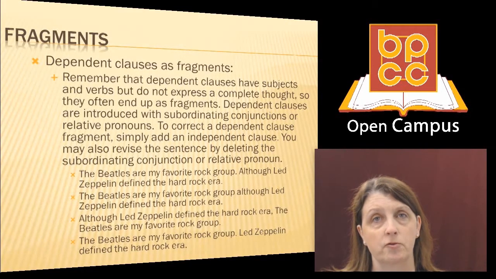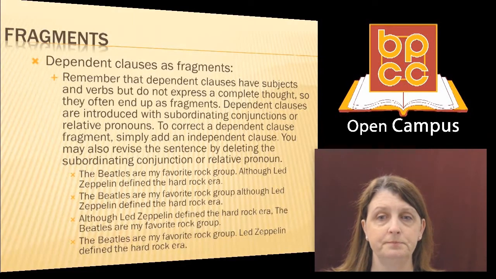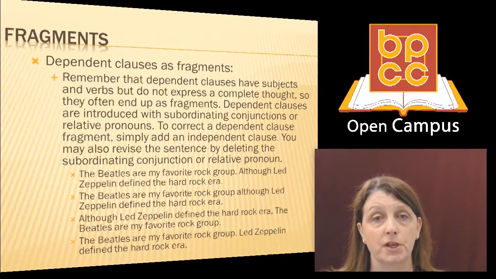The Beatles are my favorite rock group, although Led Zeppelin defined the hard rock era. Good sentence. We join together our dependent clause to our independent clause. Let's flip it. Although Led Zeppelin defined the hard rock era, the Beatles are my favorite rock group. Still a good sentence. Now, we can also delete that subordinating conjunction. Let's get rid of the word although.